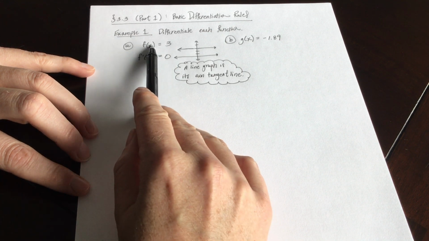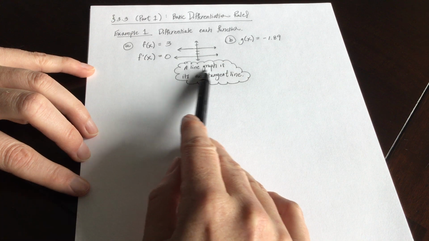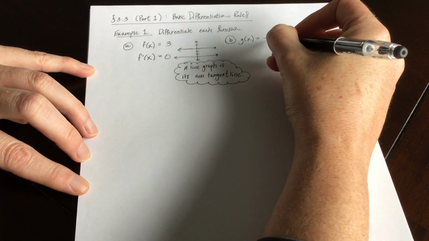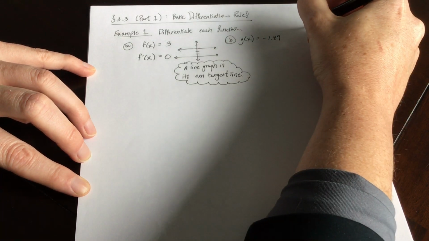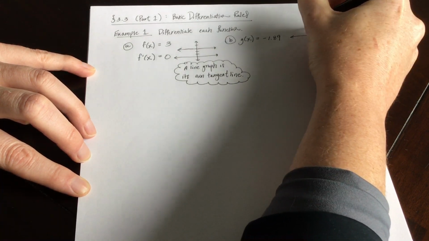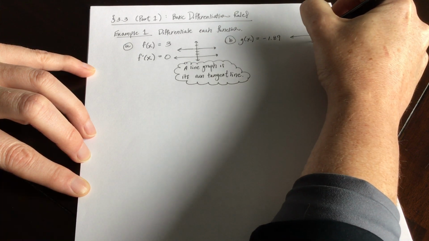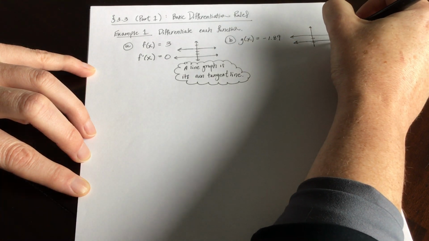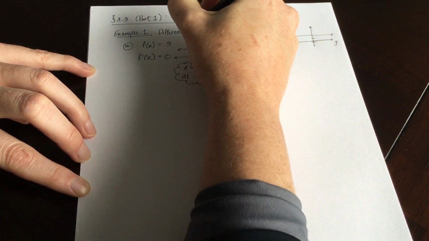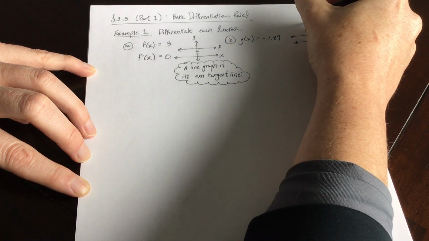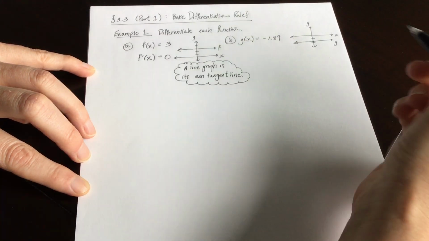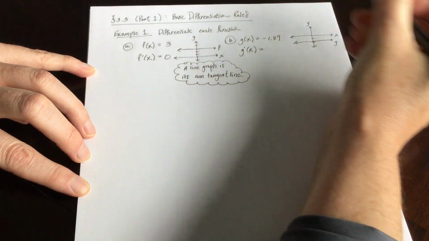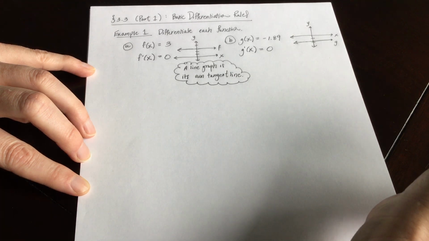And how come? Because this was a line graph with a slope of 0, and a line graph is its own tangent line. Similarly, if you think about g of x equaling negative 1.89, here you're just dealing with another horizontal line. A line graph is its own tangent line. So what would the slope of the tangent line at any x value be in this case? I hope you're okay with it being 0 as well.